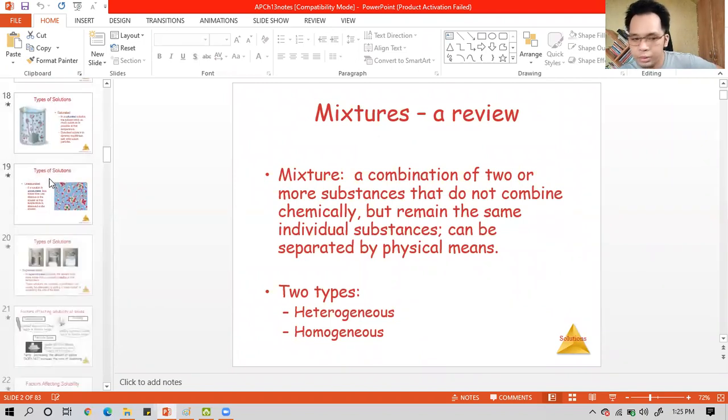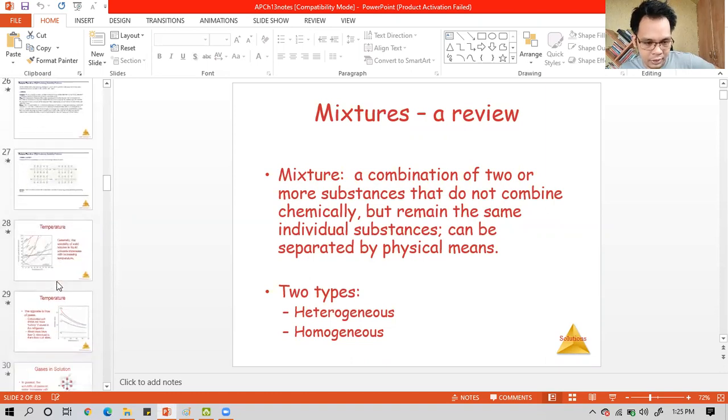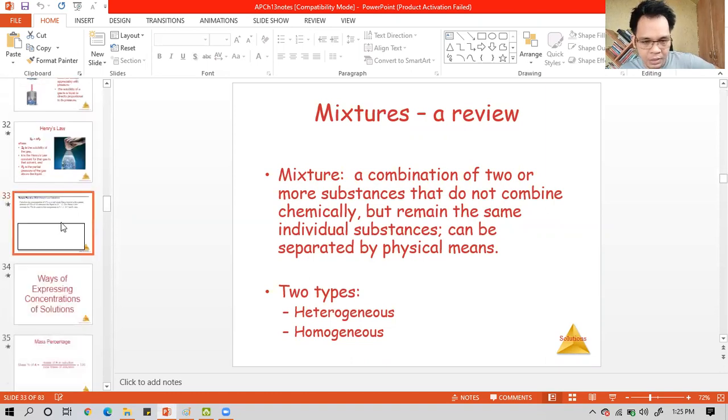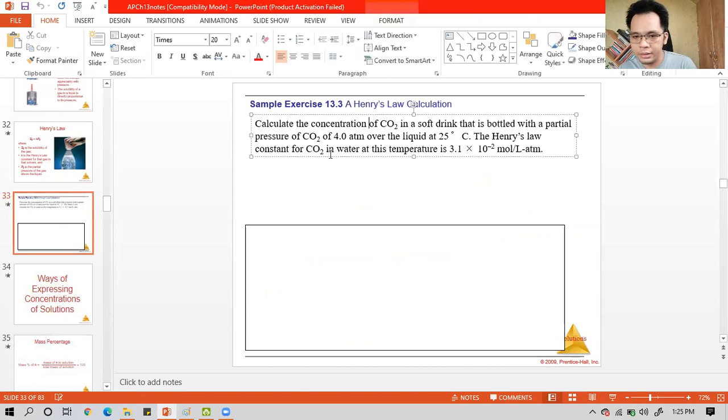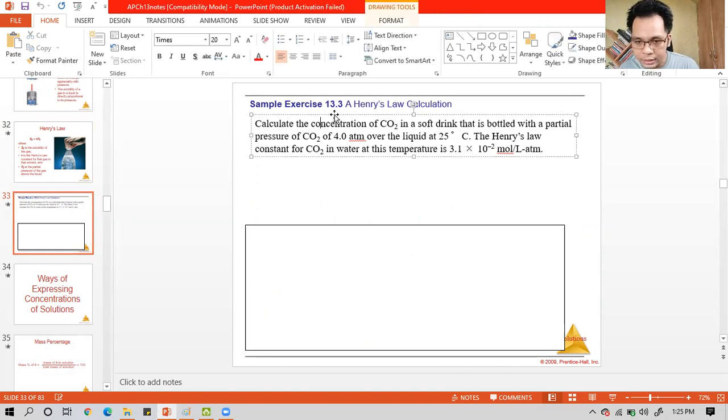Okay, now let's jump to the problem solving, which is on slide number 33. Let's jump to slide number 33, which involves a Henry's law calculation. Okay, now let's start here.